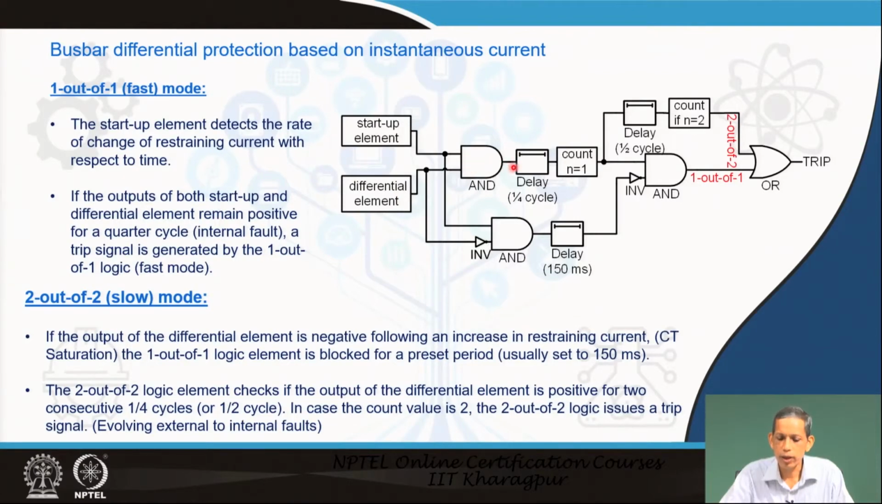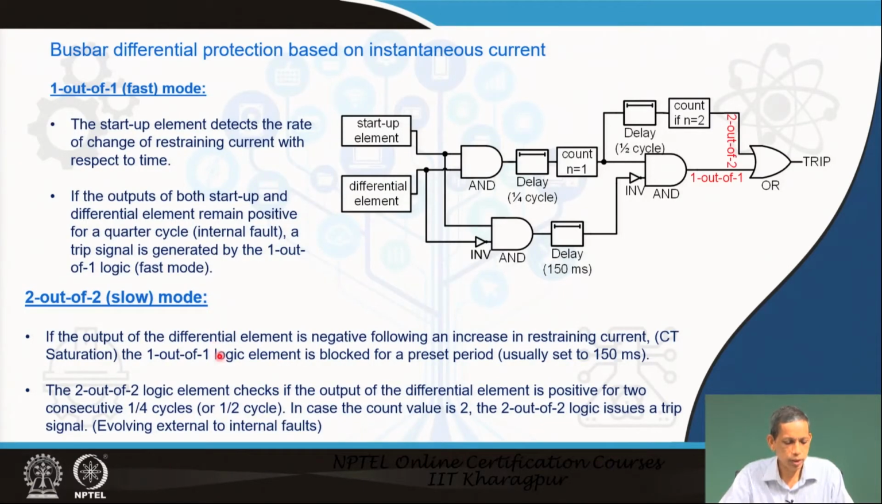So, this becomes high and the delay for consistency checking becomes 1/4 of a cycle. So, this count becomes 1, so count n equals 1. So, this becomes high. Now, we come to this path because of the negation, this becomes 0 for the internal fault. So, this negation becomes 1. So, 1 and 1, high and high, leads to 1 out of 1 approach.